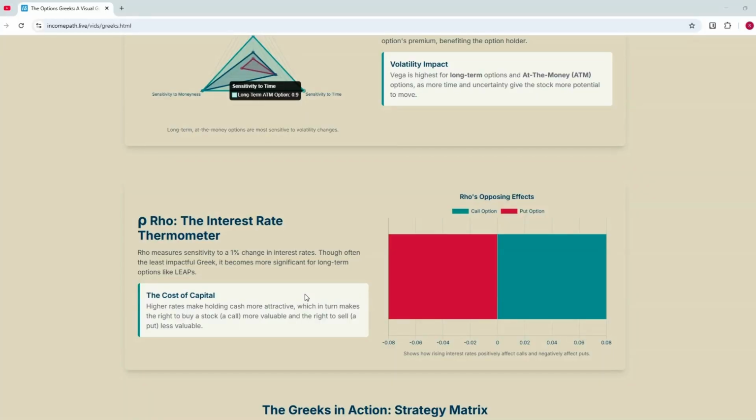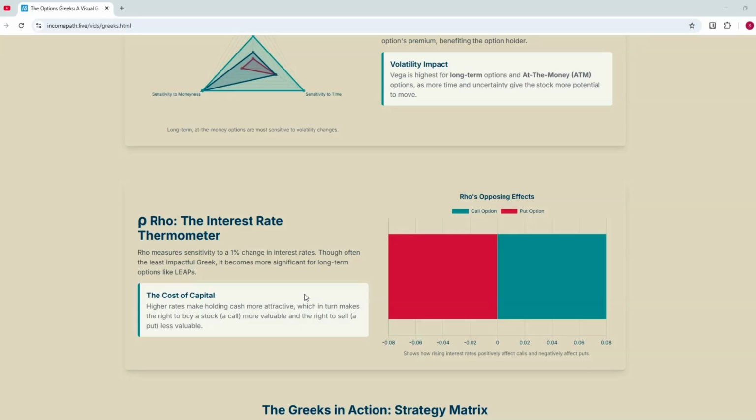The last one to look at is the rho, which is the interest rate thermometer. Rho measures sensitivity to a 1% change in interest rates. Often, I would say it's probably the least relevant of all of them. But if you've got long-term options like LEAPS, then obviously interest rates can have an impact.